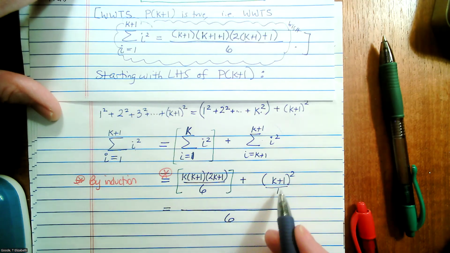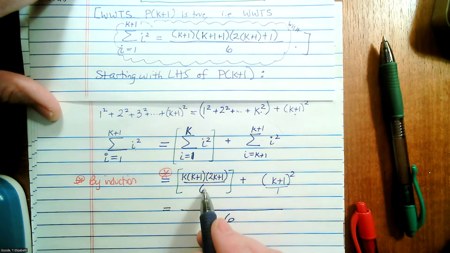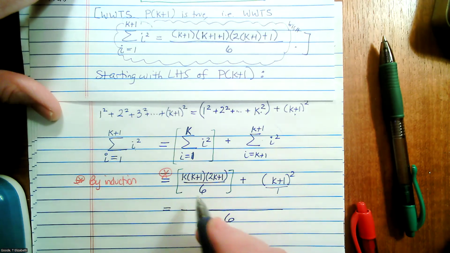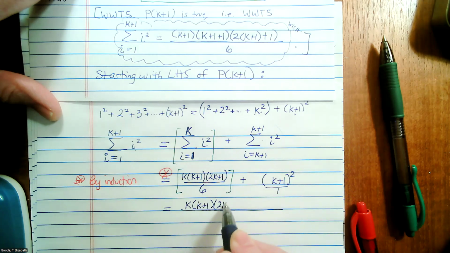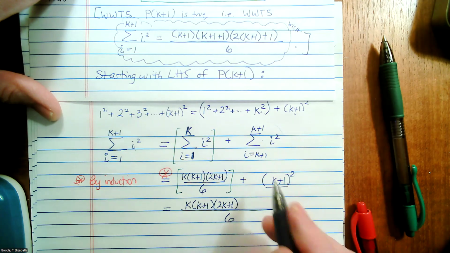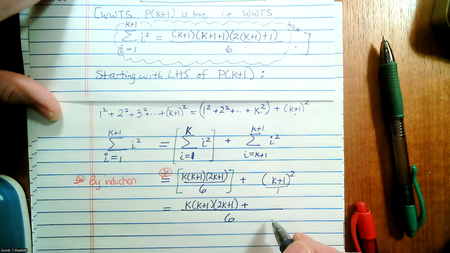This k plus 1 squared is really over 1, even though we don't generally write the 1. The 1 is there. The common denominator between 6 and 1 is just the 6. When we add two fractions, we get a common denominator. It's 6. Well, the k times the k plus 1 times the 2k plus 1 is already over the 6, so we just bring that down and it's still over the 6, right? But in order to put k plus 1 squared over 6, what do we have to multiply by? Six. Thank you.